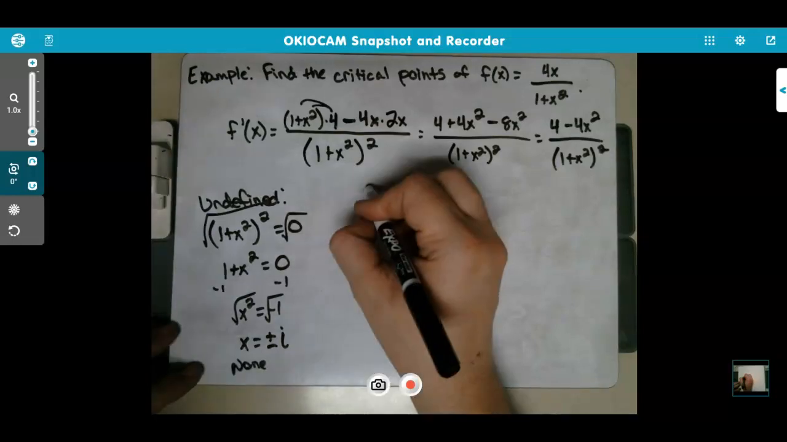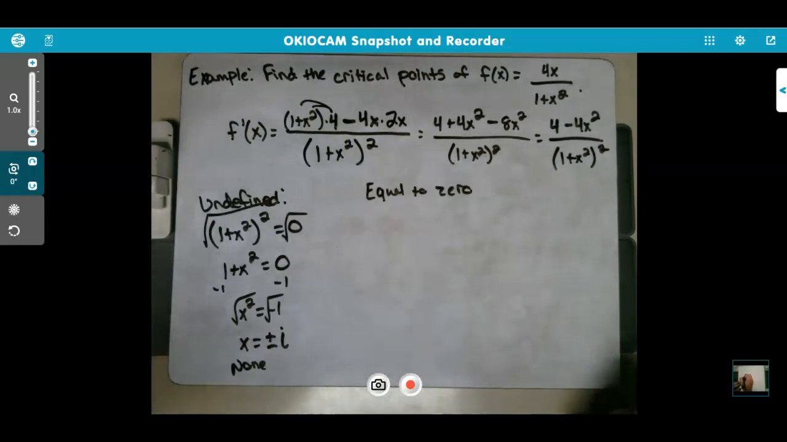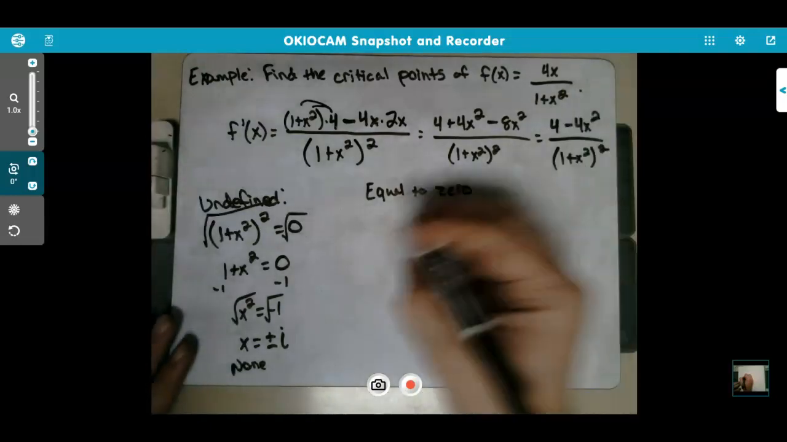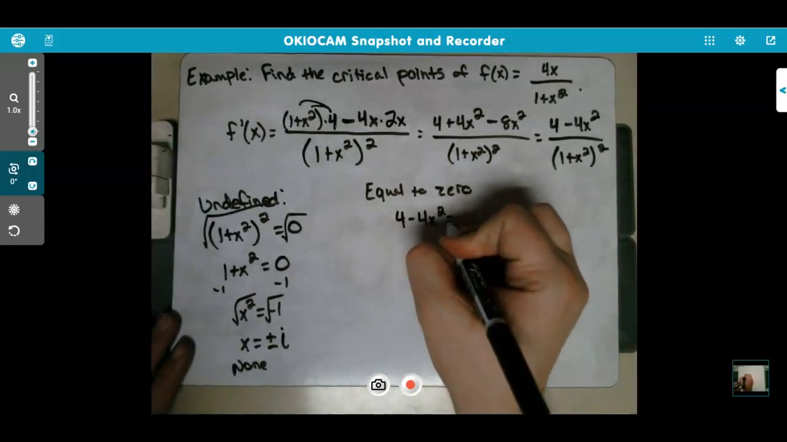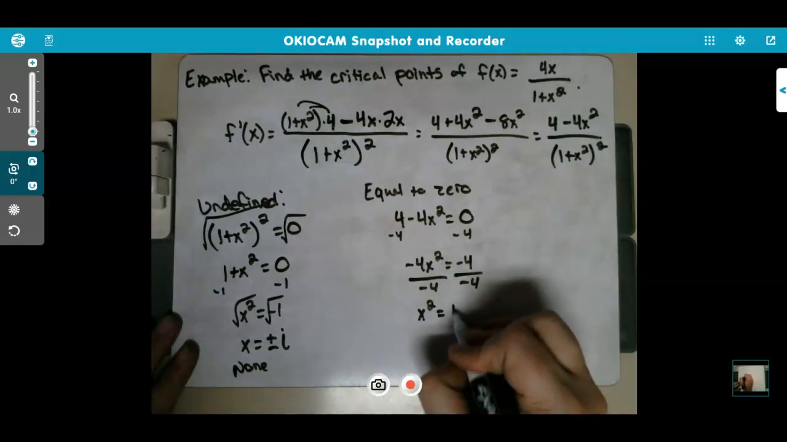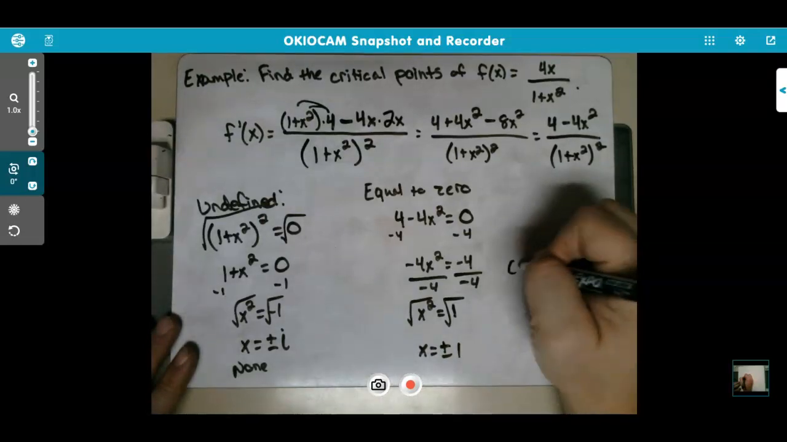But now I have to also see when it is equal to 0. Remember, a fraction is equal to 0 when the numerator is. So just set the numerator equal to 0. Subtract 4 on both sides. -4x squared equals -4. Divide by -4. X squared is equal to 1. Take the square root of both sides, x is equal to plus or minus 1. So the only critical points that I get are x equals -1 and x equals 1.